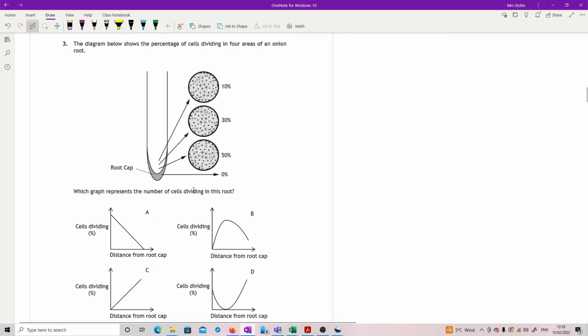Okay, diagram below shows the percentage of cells dividing in 4 areas of an onion root. Which graph represents the number of cells dividing in this root? So we've got distance from root cap going along the bottom, and then going up the side we've got percentage of cells dividing. So I'm just going to divide that. There should be another D in there obviously. Right, so at 0 distance from the root cap, so here, I have nothing. I've got 0%. Okay, I then move up further, so I'm going to go this way. Okay, so I'm going to go to here just for a place to be. Okay, and it's now at 50%, so I've gone up to 50. And then it's dropped down to 30 and then down again to 10.